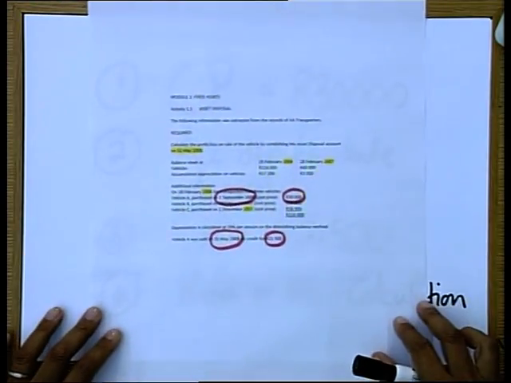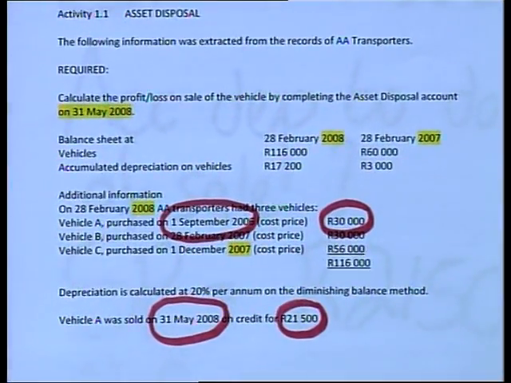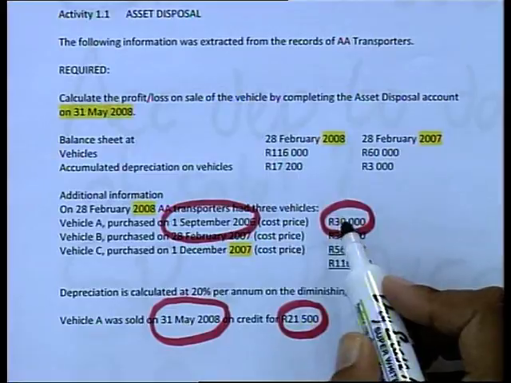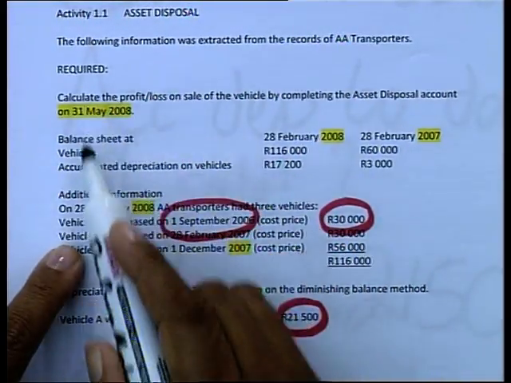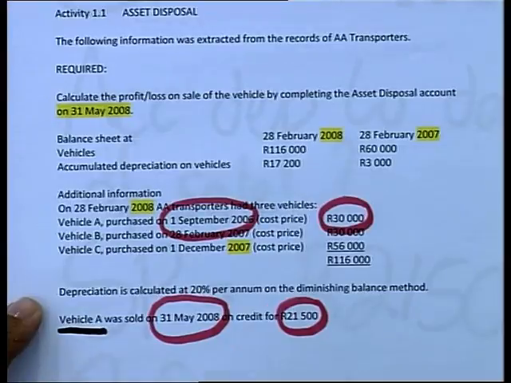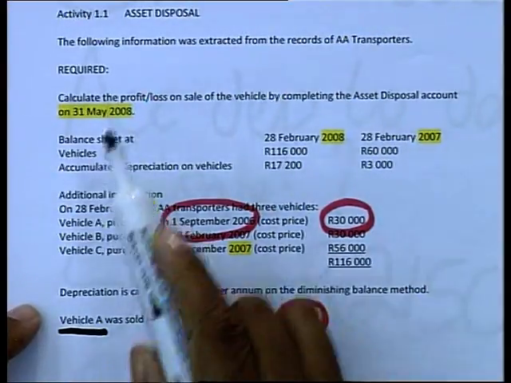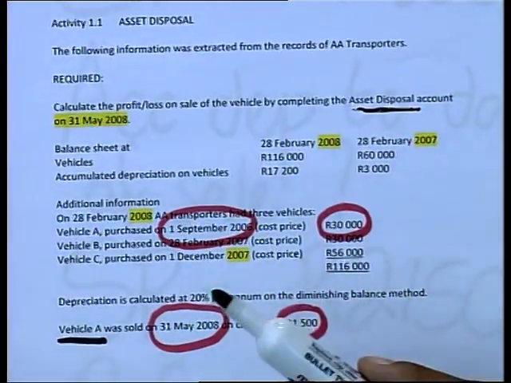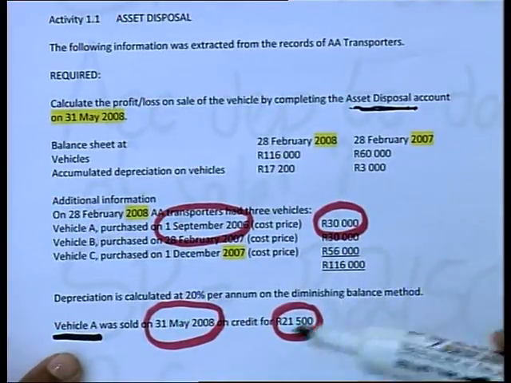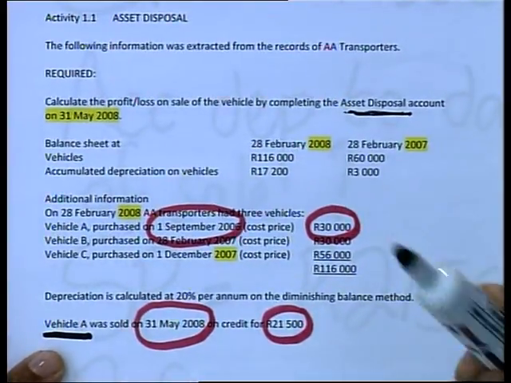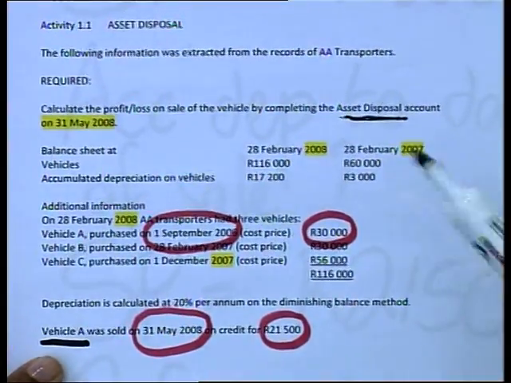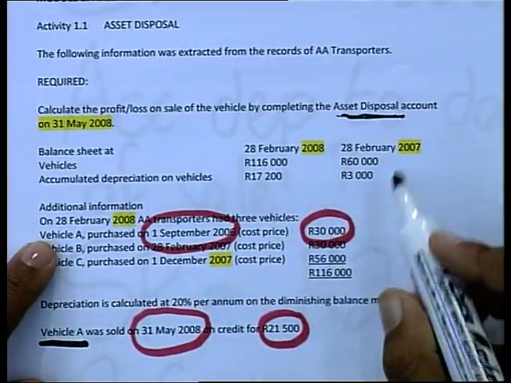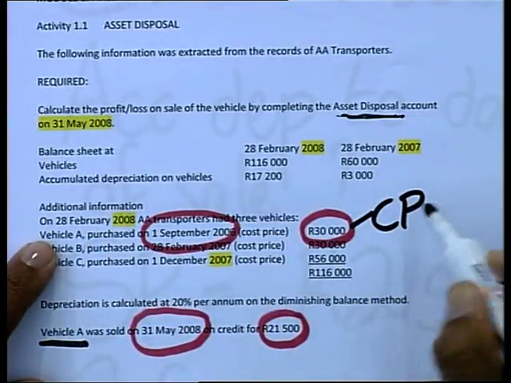I can just zoom that in, there we go. Thank you. Remember I said to you, the first thing we need is the cost price. Now, remember they said here, we are selling vehicle A. Okay, if we read all the information, they want us to calculate the asset disposal account. But I'm not interested in that now. I want to know, where is my information? So I read my information and I say, fine, I'm going to do asset disposal. I need the cost price. So I'll go and look for the cost price. Vehicle A is sold. So there's my information for vehicle A. So that is the cost price for vehicle A.